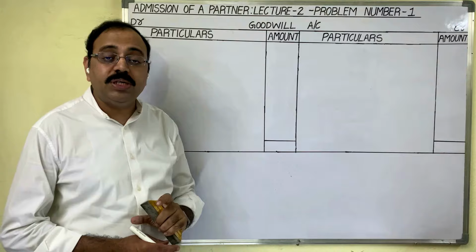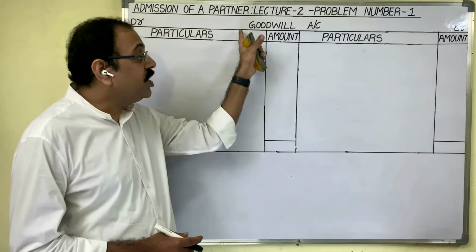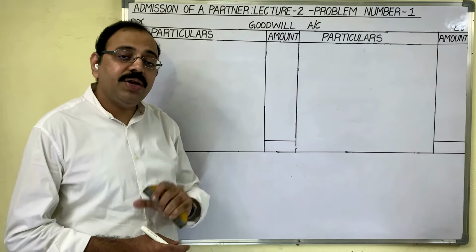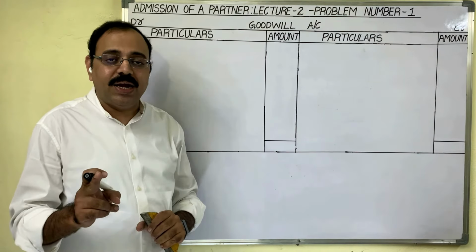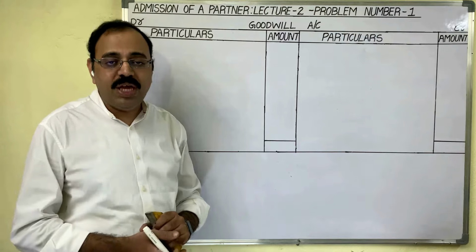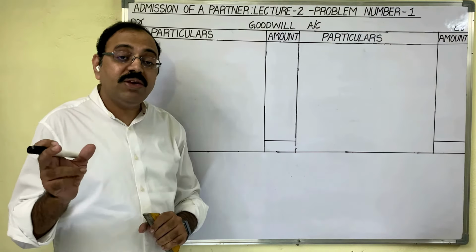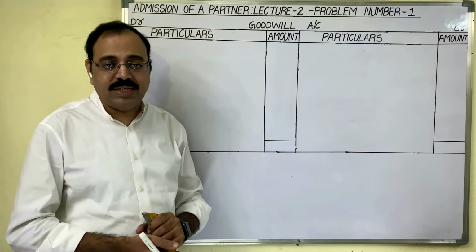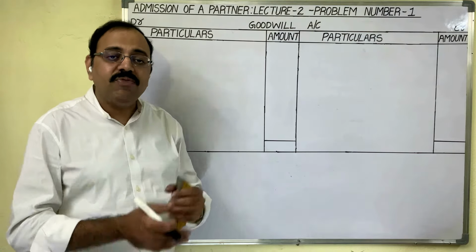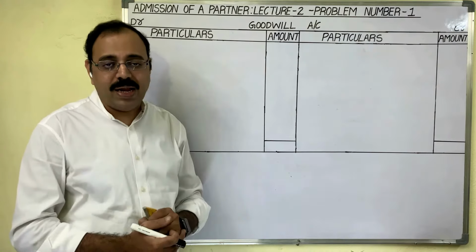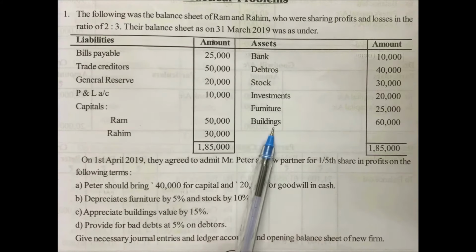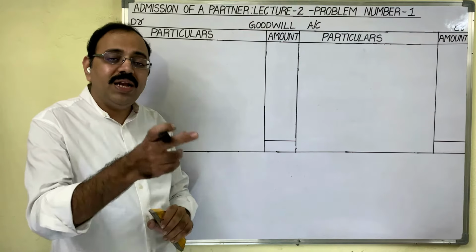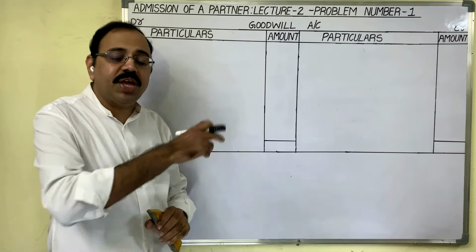First, we have to observe: is there any opening balance for goodwill? From where do you get this amount? In the old balance sheet, under the asset side, sometimes a goodwill amount will be given. If it is given, it means there is an opening balance for goodwill. If goodwill is not given under the asset side of the old balance sheet, it means there is no opening balance for goodwill. So goodwill related journal entries we can post directly.